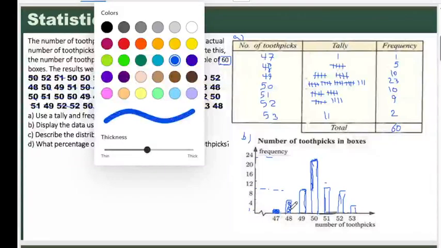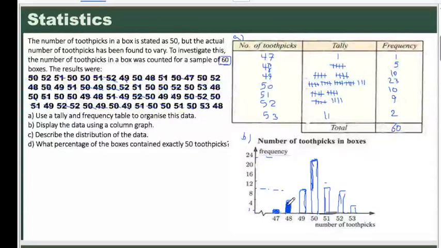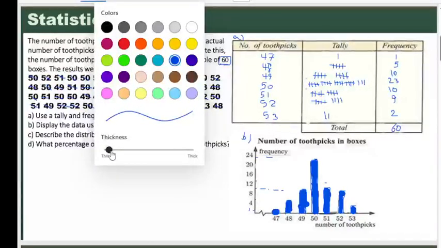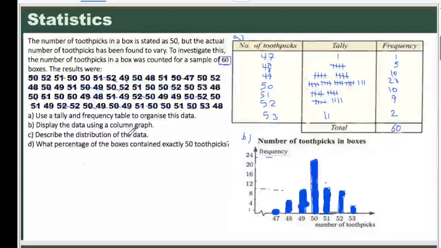I try to fill this column. And it's my column graph for part B. And we will go for part C, describe the distribution of the data.